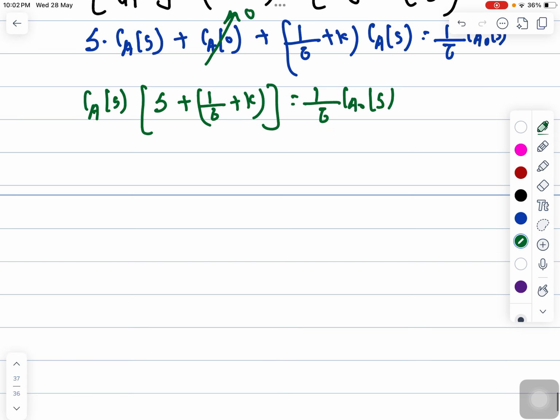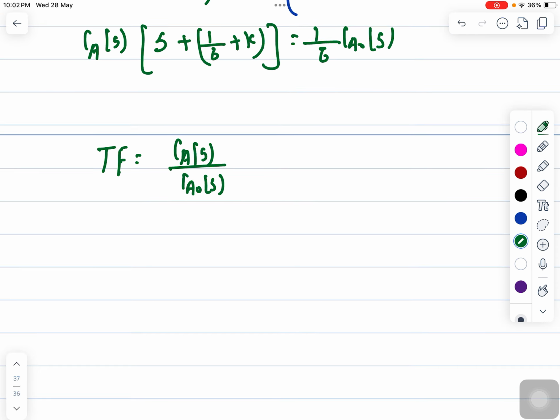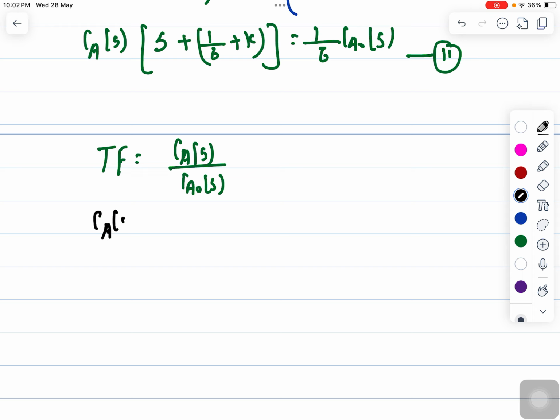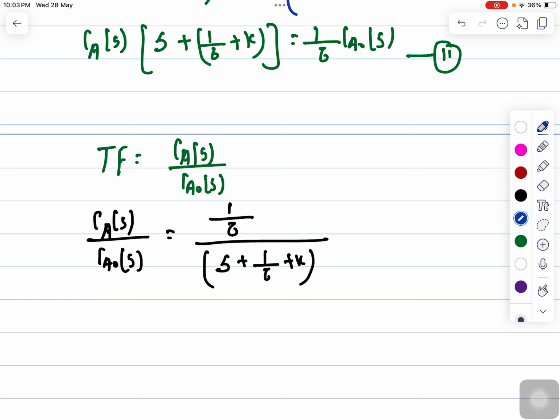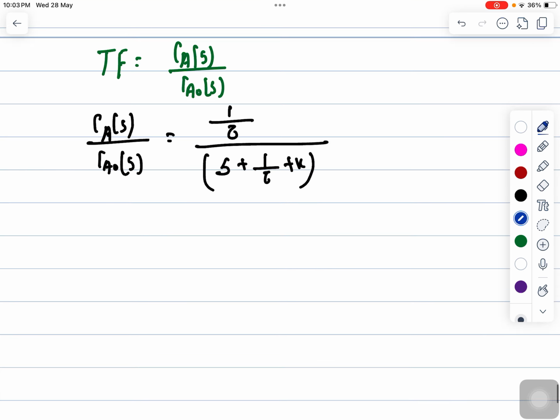Now, what is the transfer function? The transfer function for the CSTR can be written as output divided by input, Ca(S) divided by Ca naught(S). So on both sides I'll divide by Ca naught. Assuming this is my equation second for today's lecture, I can write Ca(S) divided by Ca naught(S) equals (1 upon tau) divided by (S plus 1 upon tau plus K). Is that clear? So this is the transfer function.